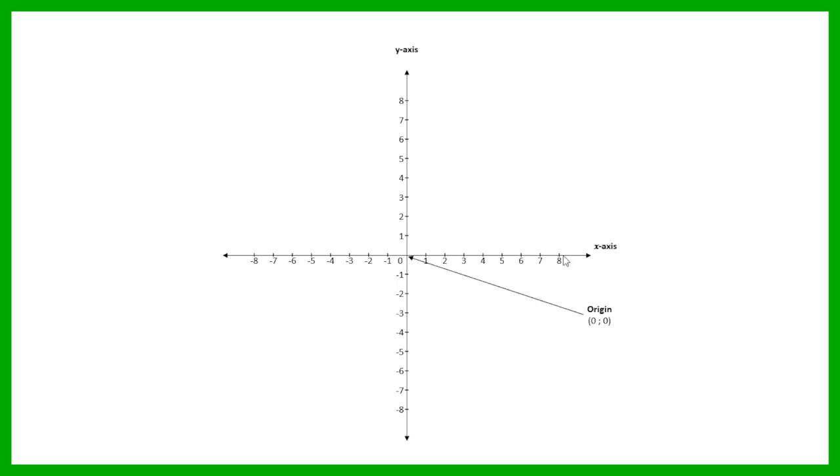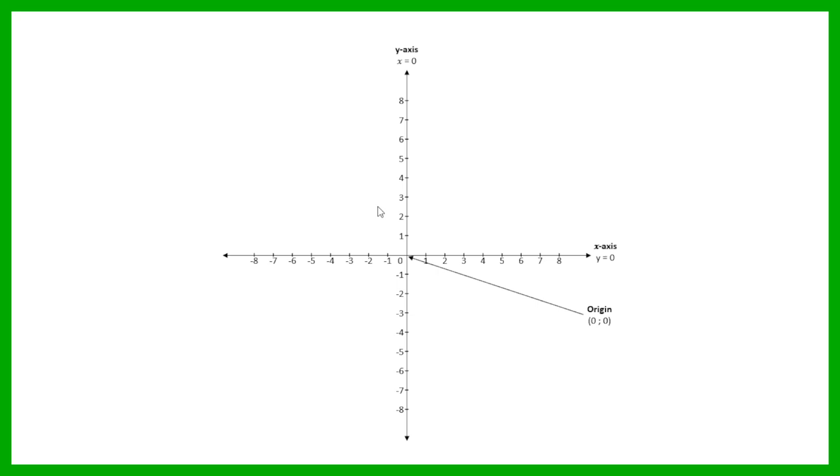That means that everywhere on the x-axis, y is equal to zero, and everywhere on the y-axis, it's where it's intersecting where x is equal to zero, so everywhere on the y-axis, x is equal to zero as well. Okay.